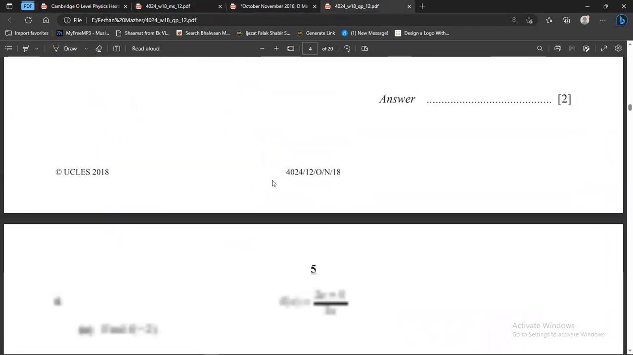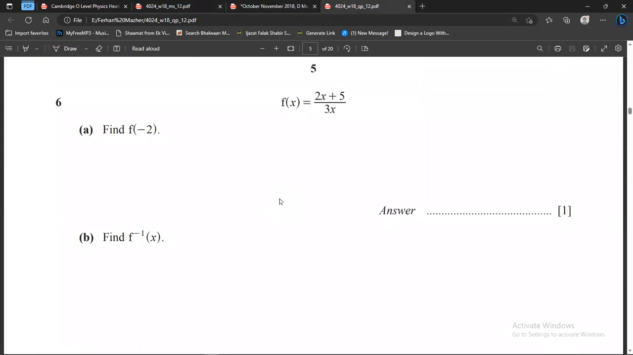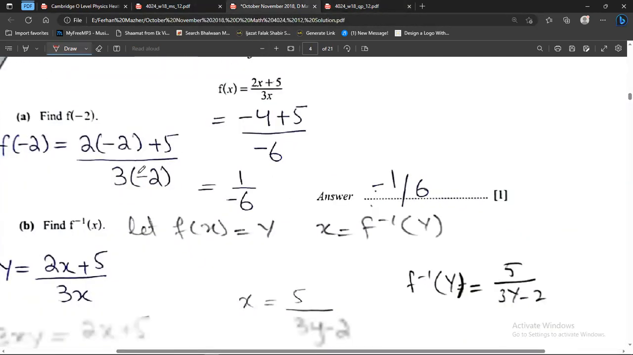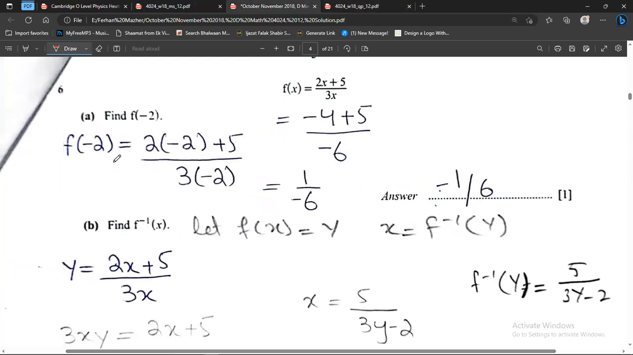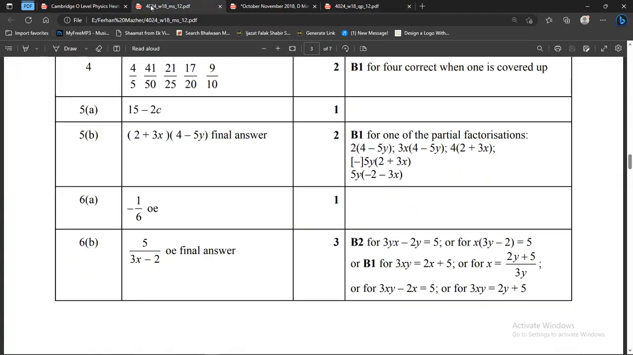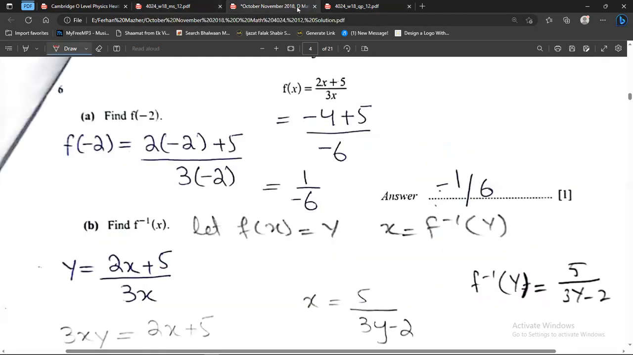It's B part. So here we have question number 6. Here a function is given. F of x is equals to 2x plus 5 divided by 3x. The first question is find f of minus 2. So in this formula of the function, wherever is the x, you will substitute minus 2 in that. So f of minus 2 will be 2 bracket minus 2 bracket close plus 5 and divided by 3 into minus 2. So you will have minus 4 plus 5 divided by minus 6. So it will be 1 by minus 6. That is minus 1 by 6. Minus 1 by 6 is the right answer, sir. This is the solution of the A part.